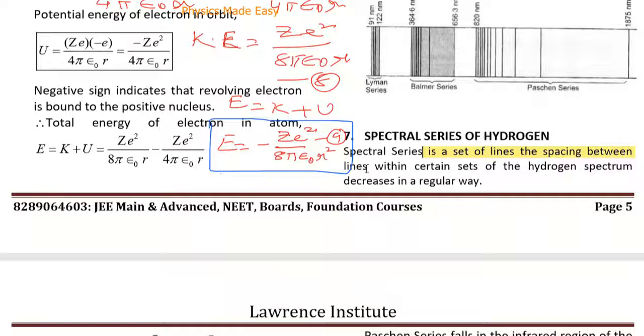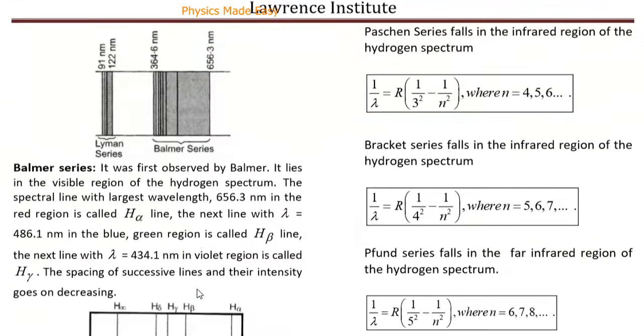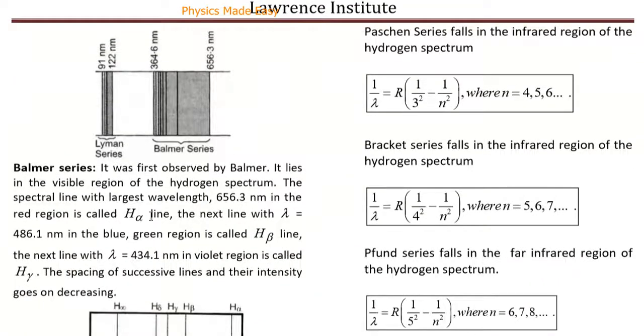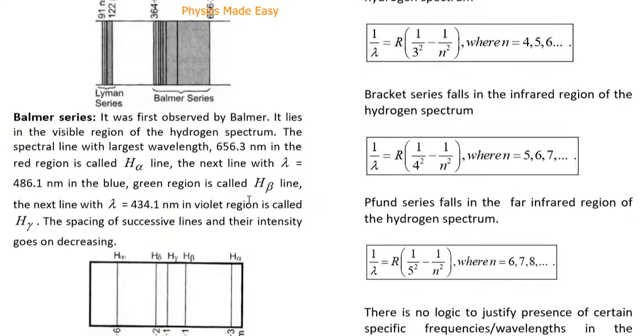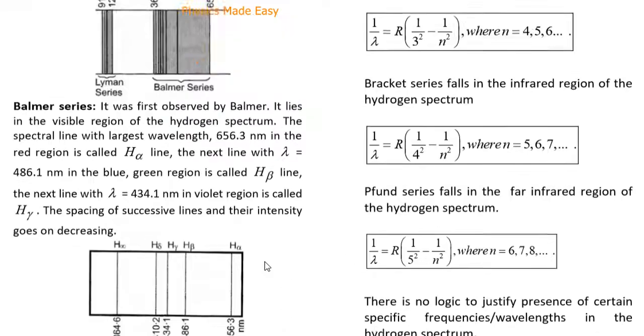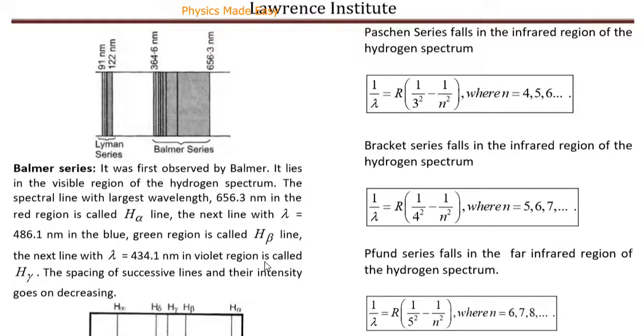The spacing between the lines of certain sets of the hydrogen atom decreases regularly. Now, we have got Lyman series. First series is Lyman series. The wavelength varies from 91 nanometers to 122 nanometers. Then we have Balmer series. Balmer series wavelength varies from 364 nanometers to 656 nanometers. So this is Balmer series.